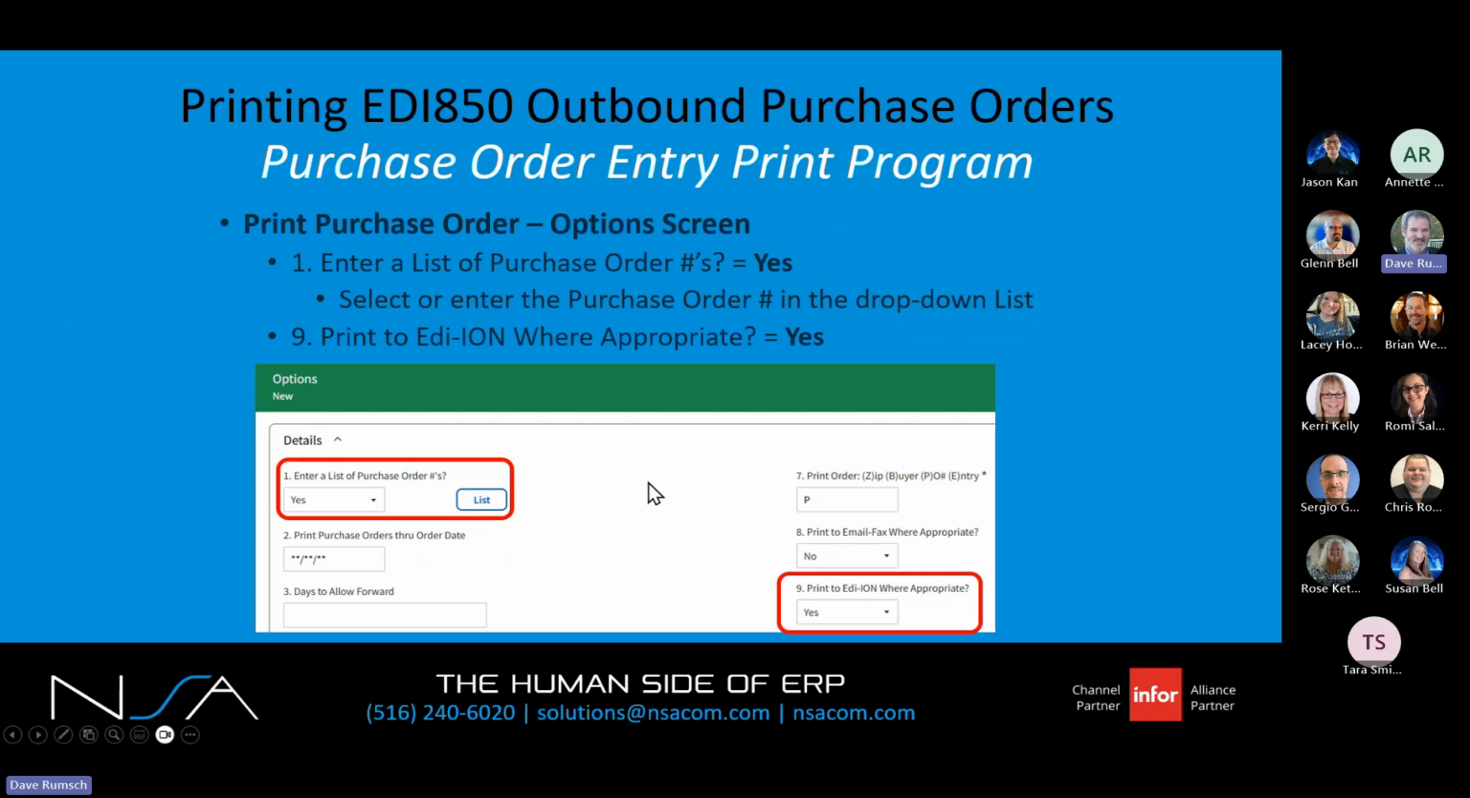When the list pops up, your purchase order may appear, or you can select it in the drop-down list. Usually there'll be 5 or 8 of them that you've done previously, and that'll appear, and you can select it from that list. You might enter them yourself as well. Then in option number 9, you'll say print to EDI where appropriate, EDI ION where appropriate, set that to yes. And when you finally run it, it will generate that outbound PO.